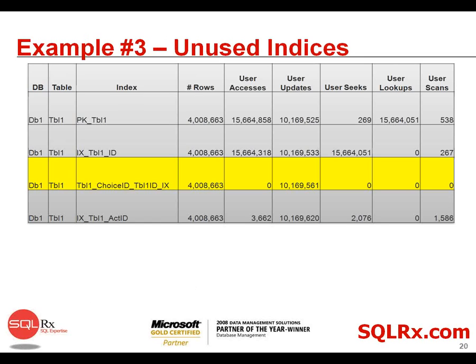So here's an example of an actual unused index report, and you can see that these are all for the same table, table 1, and there are 4 indices, but one of them isn't used. And that one index, though, has been updated over 10 million times. So you're updating this index, and you're never using it. So this is, again, a very valuable kind of scenario.